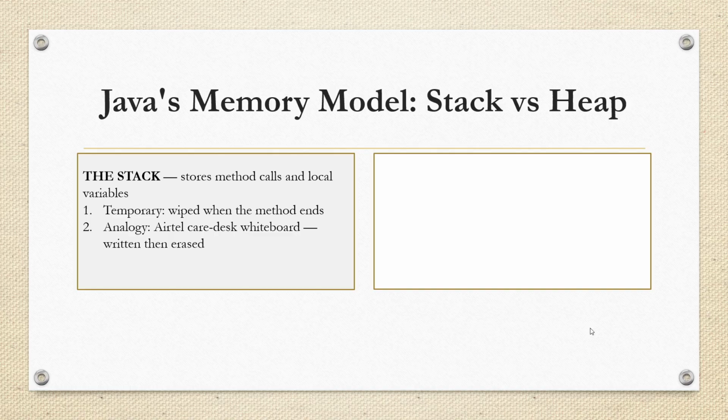When methods start and local variables are created, all those things are pushed onto the stack. When the method ends, everything gets wiped away. So why is this cool? It's cool because it's fast, it's organized, and it's temporary.